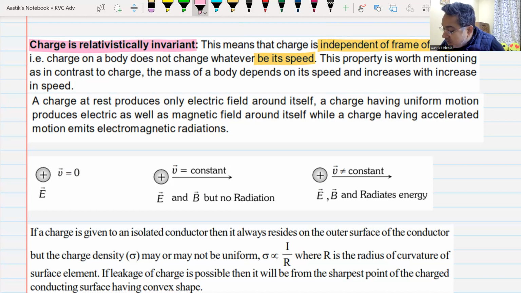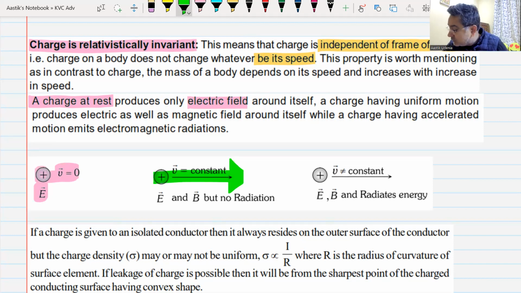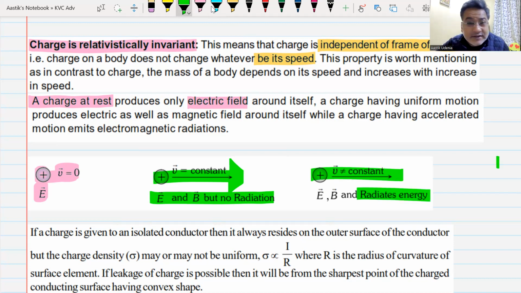Yes, sir. A charge at rest, which we are studying now, produces only electrostatic field or electric field. It's better to call it electrostatic field. If the charge is moving with a uniform velocity, that would be the next chapter, magnetism. It produces both electrostatic and magnetic field. If a charge is moving with an acceleration, it also gives electromagnetic waves or energy. That is the last chapter of this, EM waves. Do we understand this? Yes, sir.